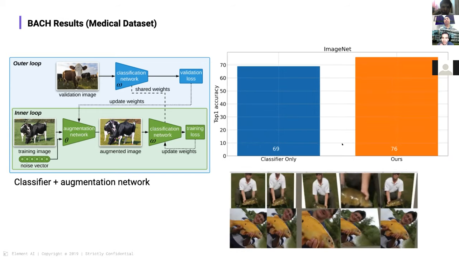In ImageNet also, we achieved improved results. If you just use the classifier only and you train it, you get 69%, this is the top one accuracy.